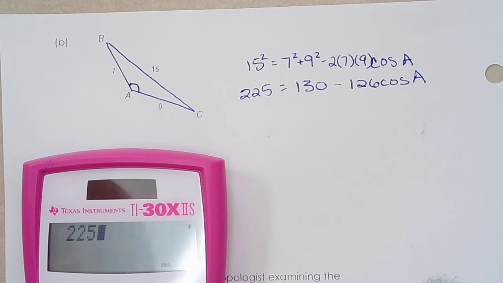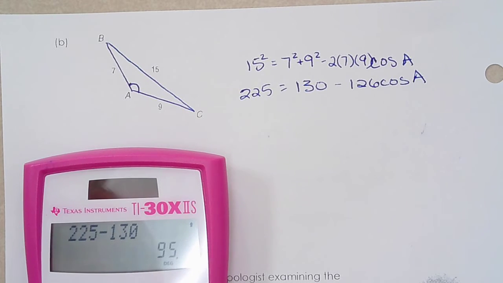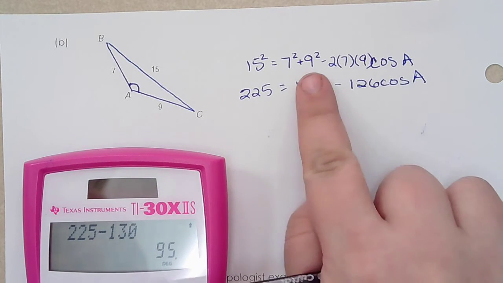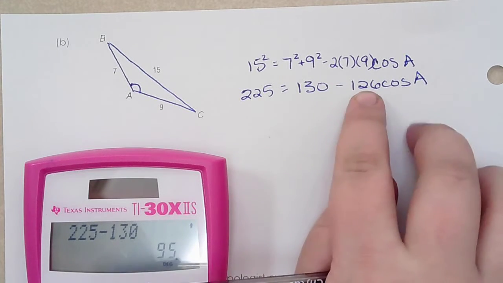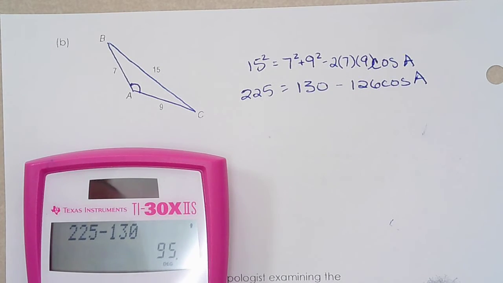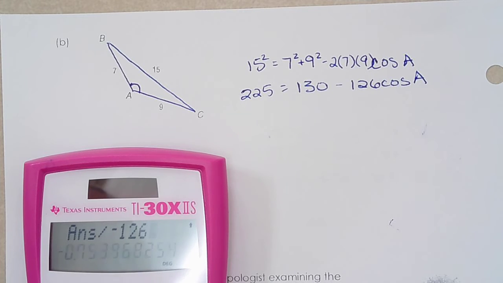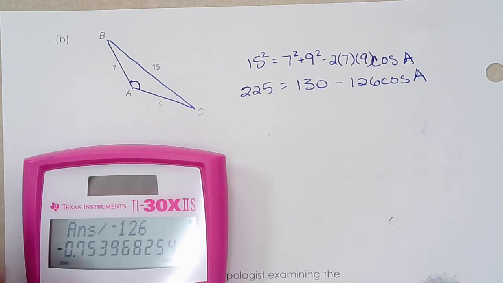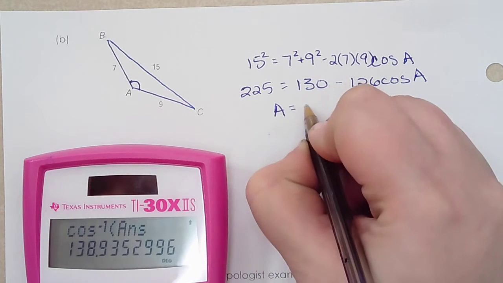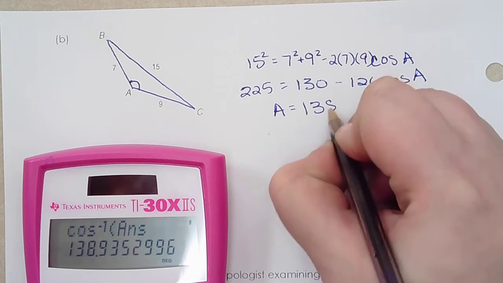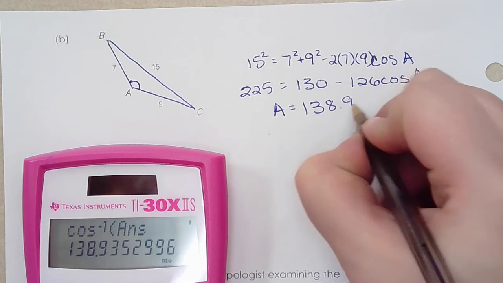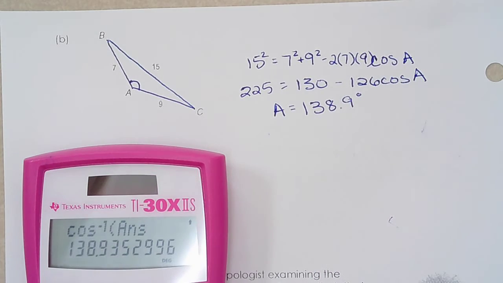Subtract these first. We want to get cosine A by itself. So 225 minus 130 equals 95. Then we're going to divide it by that negative 126 to get it away from the cosine. Once you get here, I don't want you writing down cosine A equals all of this. That's a waste of time. Just hit second cosine, second answer, and hit enter. And that will give you what A is equal to. You have to be strategic with your calculator. It can be a tool, but it can also throw you way, way off.